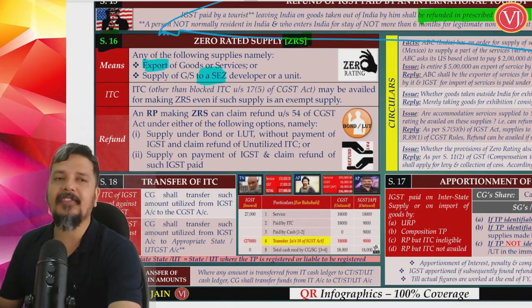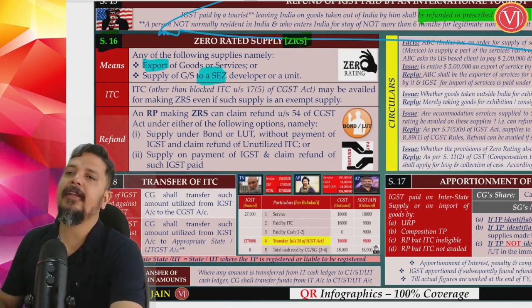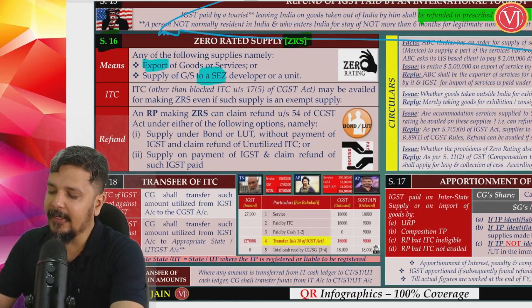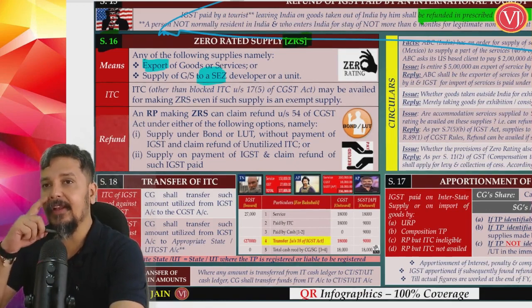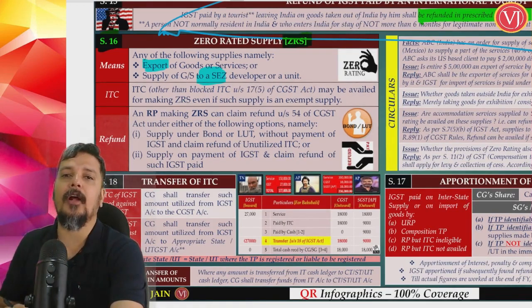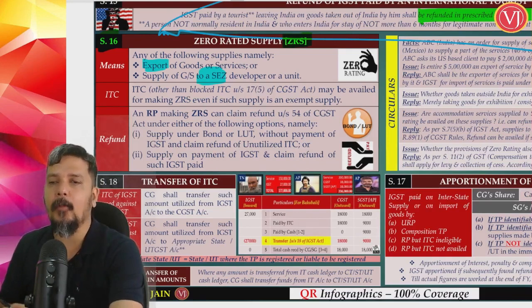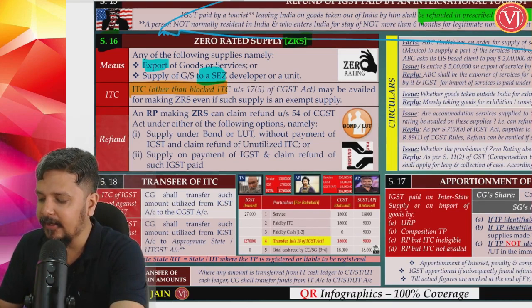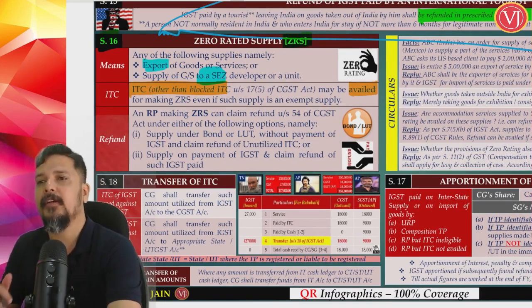What is the speciality of SEZ? Normally, if you don't make any payment of output tax, you will not get the credit. But when it is zero rated supply, even if you are not paying output tax because you are going with a letter of undertaking or bond, even then all the credit other than block credit you can avail. Not only can you avail, you can even apply for refund.